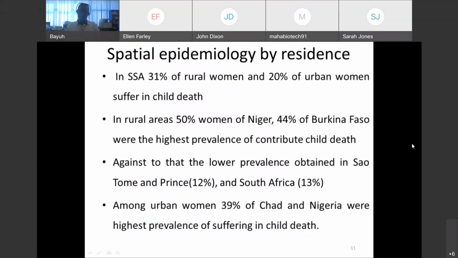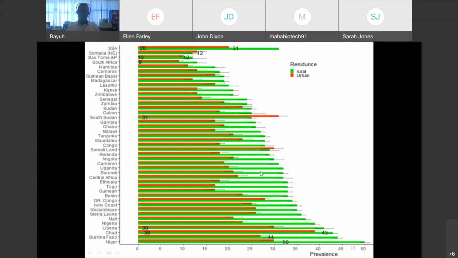Spatial epidemiology by residence. This error bar graph indicates mothers who suffer child death by residence. The green color indicates the rural area, and the red color indicates the urban area. In the rural area, the highest prevalence is among Niger mothers. In Niger, half of the mothers who live in rural areas suffered at least one child death. The next were Chad and Burkina Faso, where out of 5 mothers, 2 or more suffered a child death.